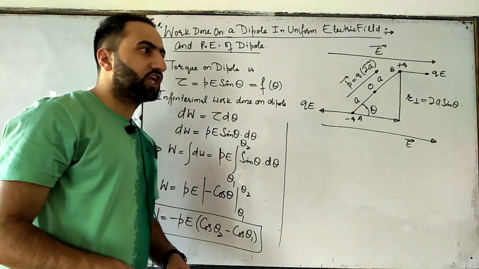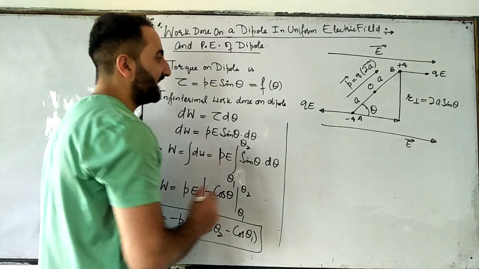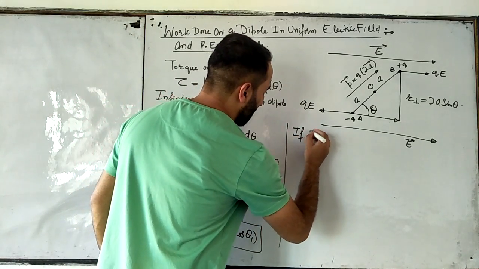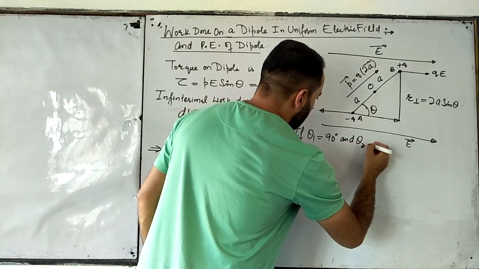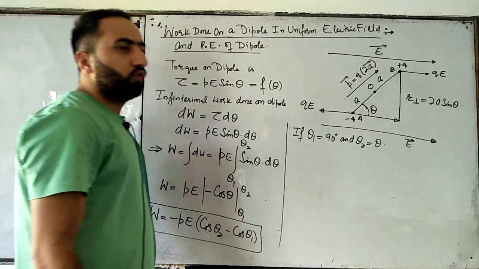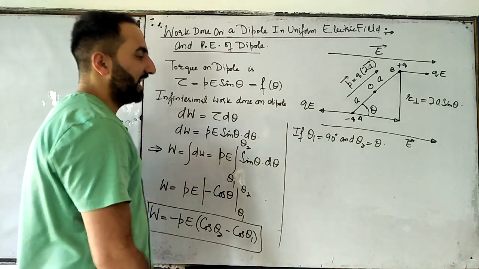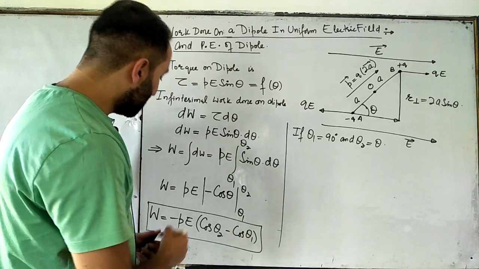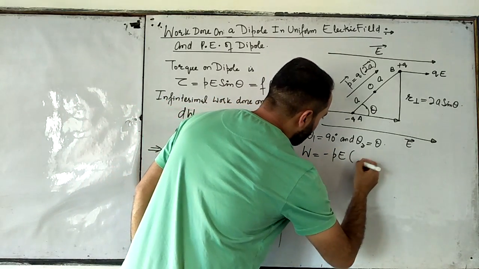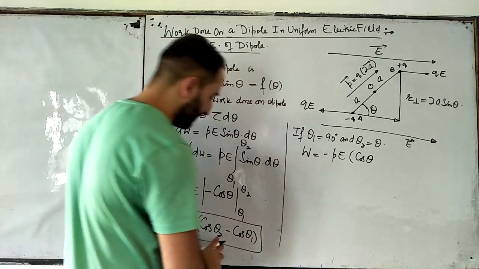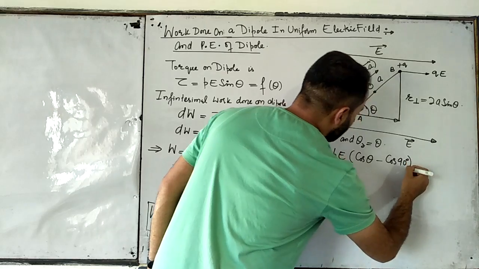In order to define potential energy for any value of theta, I'll define here a reference level. If the initial angle theta 1 is equal to 90 degrees and theta 2 is equal to theta, that means the dipole is initially perpendicular to the electrostatic field and then it's rotated by some angle theta, then what will be the work done? It will be equal to minus PE multiplied by cos theta 2, which is cos theta, minus cos theta 1, which is cos 90 degrees, and you know that cos 90 is 0.